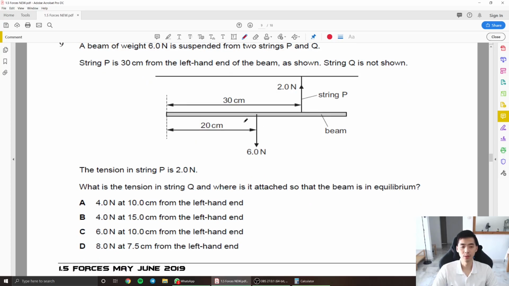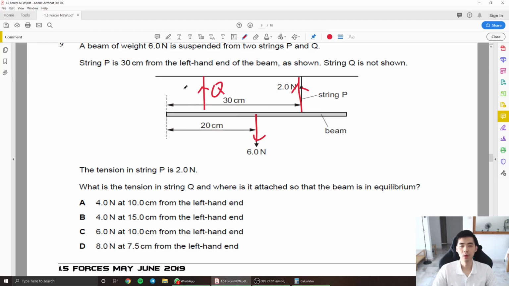Wow, what an interesting question. So from here, what do we have? There's 2 newtons here, there's 6 newtons here, and there is probably some spring Q here, right? First and foremost, I know that the upward forces must be equal to the downward forces.